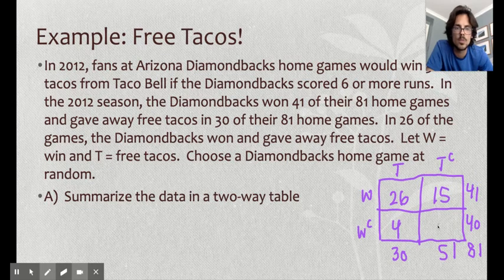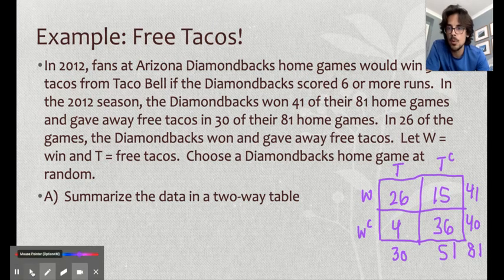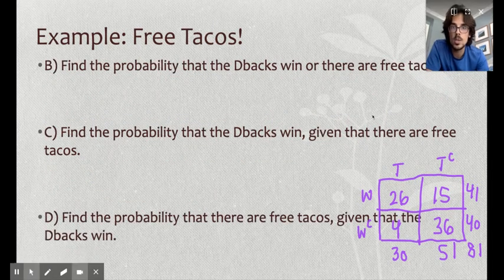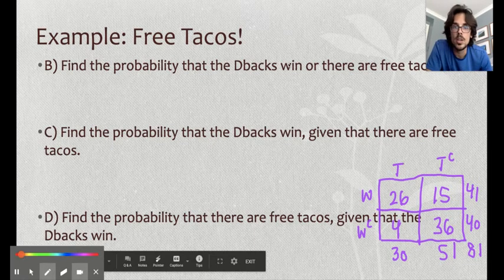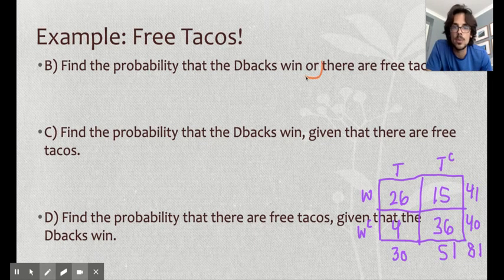So you guys should hopefully be pretty comfortable with that because it's an important thing to be able to handle here. But we have our little two-way table representing what's happening in the problem. I didn't have to define my variables because they did it for me in the problem. So now that we have our two-way table in place, we can answer a whole bunch of questions using our information. So part B asks for the probability that the Diamondbacks win or that there are free tacos.